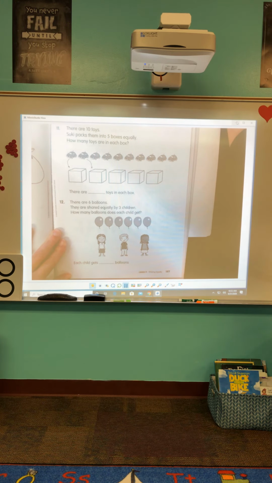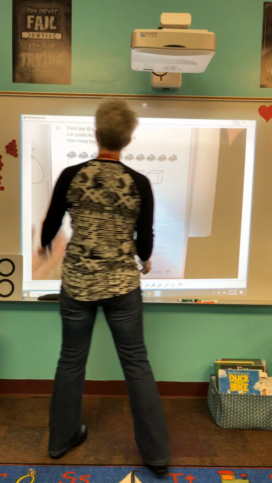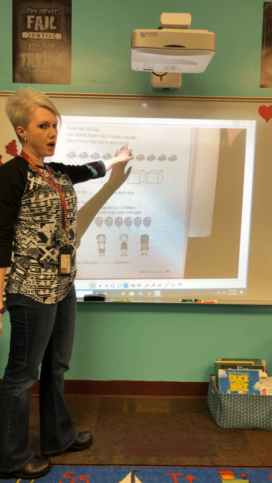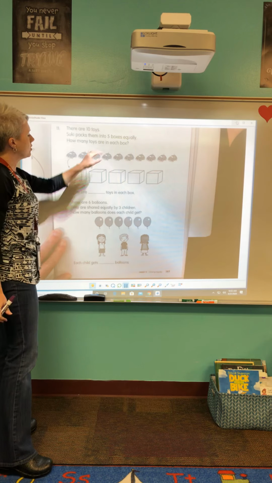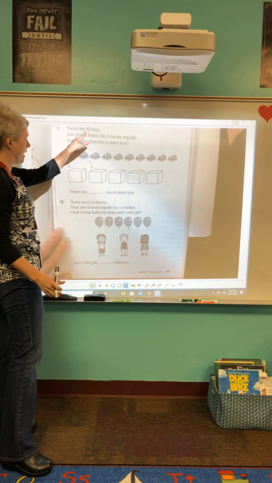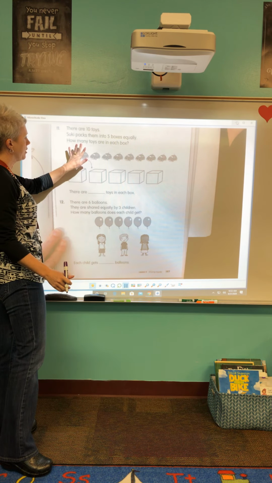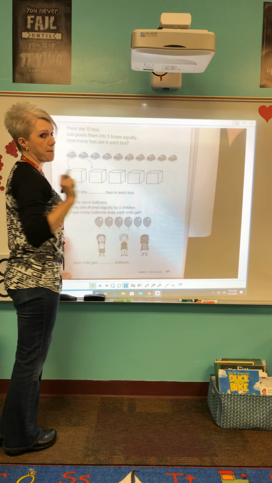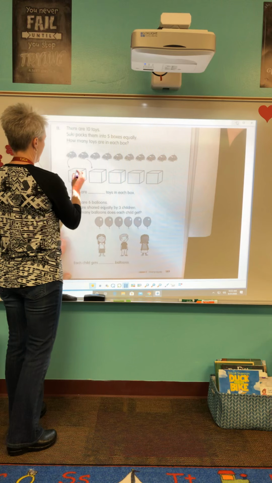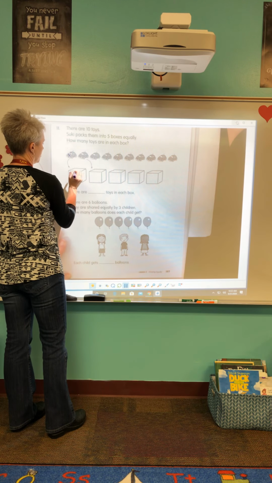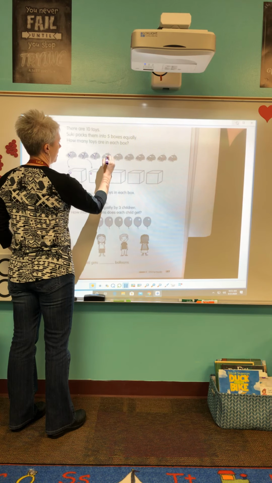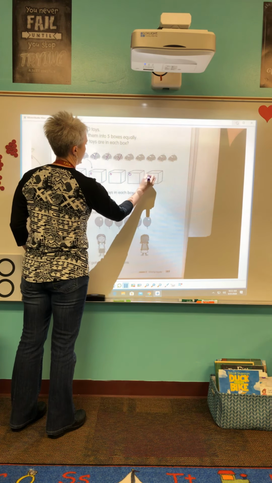Alright. There are 10 toys. Suki packs them into 5 boxes equally. How many toys in each box? Okay, we have 10 all together. We're going to put 1 in each box, okay? We have 5 boxes. So, we can mark it out and draw one there. Mark it out, draw one there. Mark it out. Mark it out.